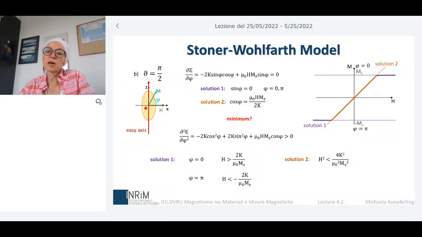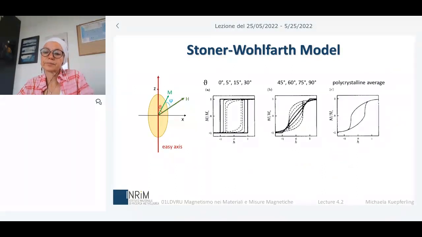So if we apply our magnetic field in this direction and we come from high magnetic field, we reduce our field, then magnetization will stay until hc in this direction of the applied magnetic field, but then there will be a gradual change of m going to the other direction. And here we don't have hysteresis.